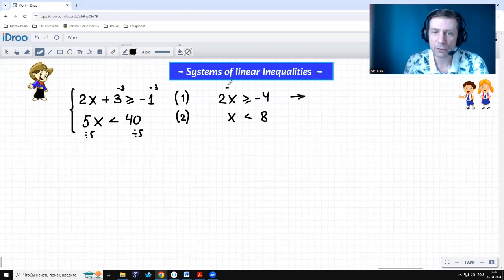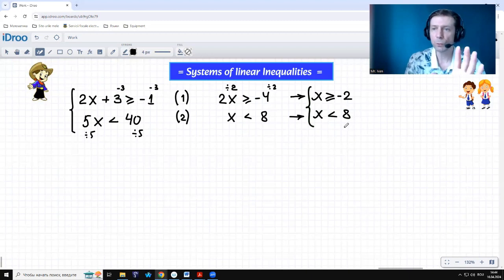Again, divide by 2, the first equation here, in the first inequality. Divide by 2. Oops, sorry. Understandable, yeah? And we get x is greater than or equal to -2. And the bottom one, again, x is less than 8. So that's what we've got.